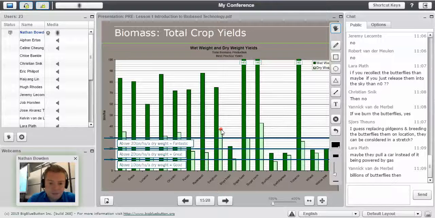A rule of thumb is that if you can generate 30 tons per hectare of dry weight, then it's a very interesting plant material. If you can get about 20 tons per hectare of dry weight, then you're doing okay. Above 10, it's good, and below 10 tons per hectare of dry weight, then it's probably not useful as a biomass.